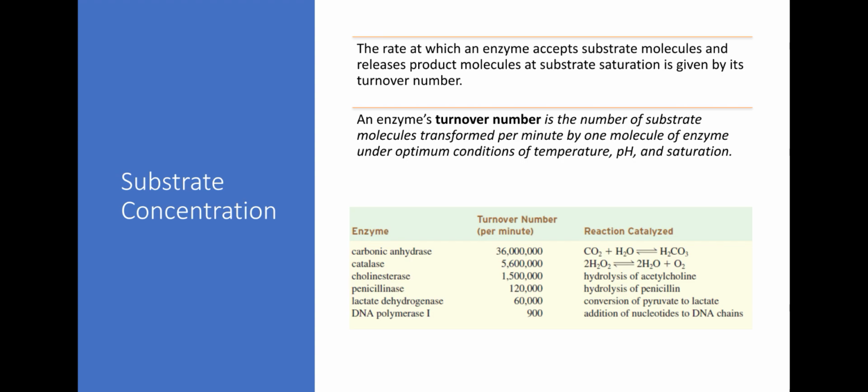The rate at which an enzyme accepts substrate molecules and releases product molecules at substrate saturation is given by its turnover number. So what do we mean by turnover number? An enzyme's turnover number is the number of substrate molecules transferred per minute by one molecule of enzyme under optimum conditions of temperature, pH, and saturation.